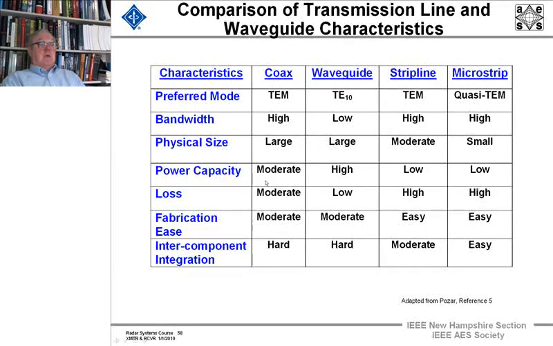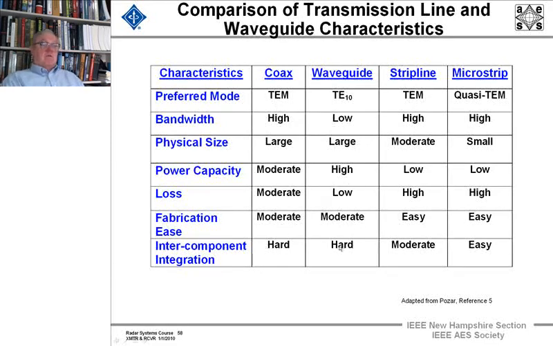In terms of power capacity, you've got moderate capacity with coax, with waveguide you have very high power capacity, and quite low for strip line and microstrip. And the losses are moderate with coax, they're quite low with waveguide, and they're high with strip line, but the strip line is very small, and so it's sort of loss per unit length. The ease of fabrication is moderate for the first two and easy for the second two. And the intercomponent integration is hard with these.